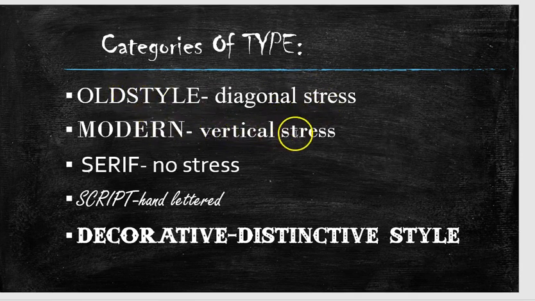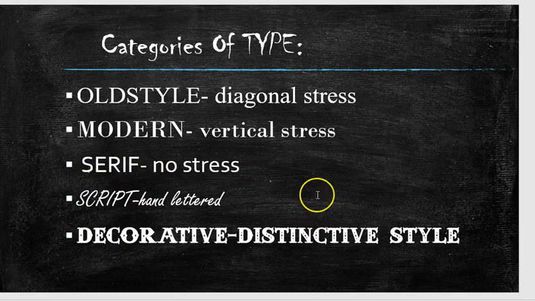Now, modern, you have a vertical stress or a vertical fatness. So all of your vertical lines are going to be the fatter lines in the text. Now, sans serif, this is a very kind of futuristic type. There's no stress on anything. There's no little pieces that come off. There's no little ornamentation, like your typeface is going to have little bits that come down here and little bits that spread out down there. This is just as basic, no stress as you can get.